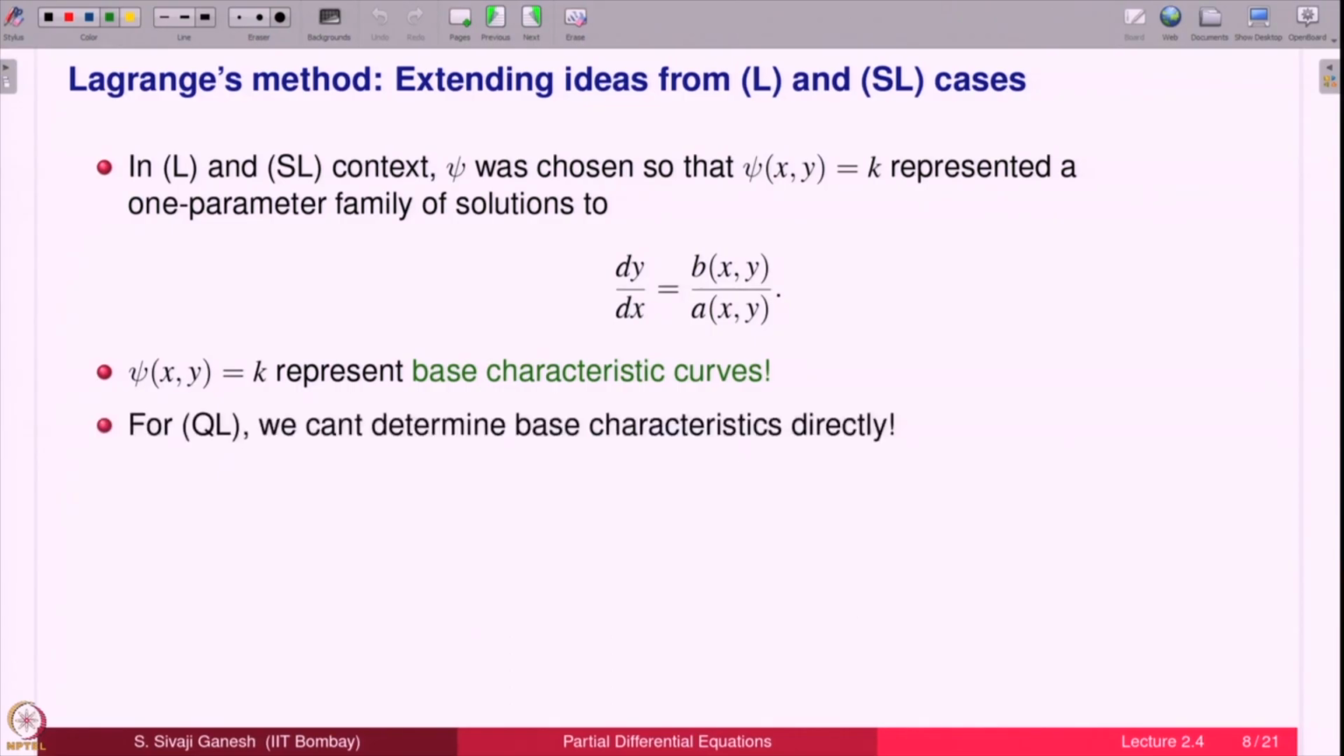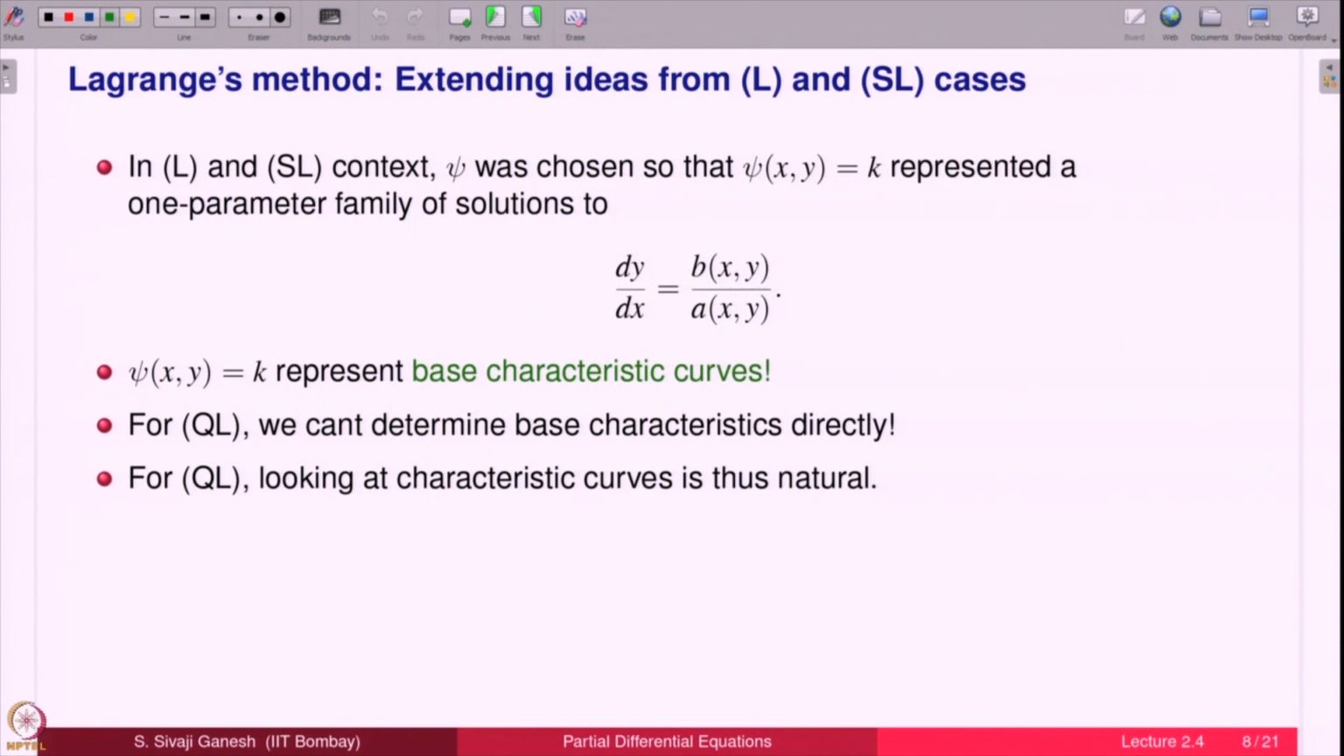Therefore, for quasi-linear equations we can't determine base characteristics directly, that we know, because of the presence of z in both a and b. So, for quasi-linear equations looking at characteristic curves is thus natural. So, this is the way we are going to extend the ideas.